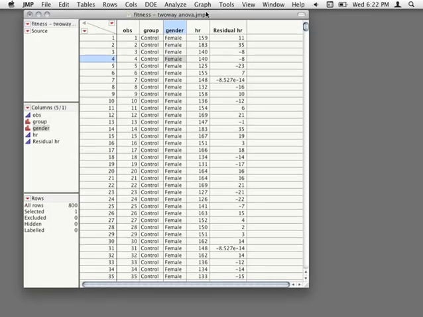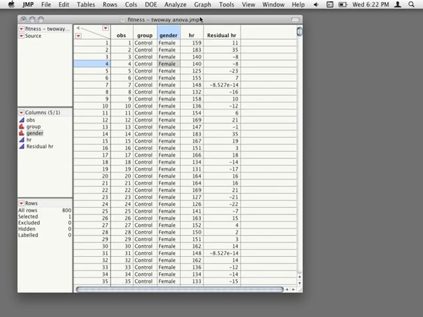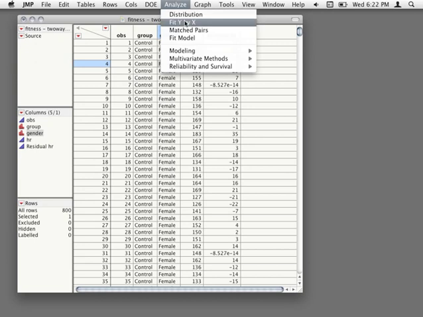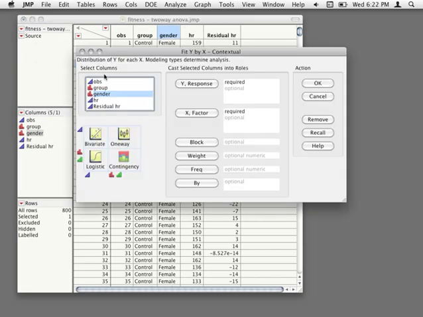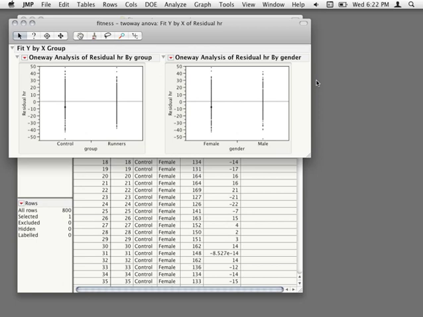So if we try to do what we did before, which was to just plot the residuals by, let's do first the homogeneity of variance. So actually try to plot them against our group and gender. Now what Fit Y by X is going to do, rather than find the intersection or the interaction, the cells that make up the combination of these two, it's just going to do it separately for each group. So for the grouping variable, it's going to plot control against runners, and for the gender group, female against male.